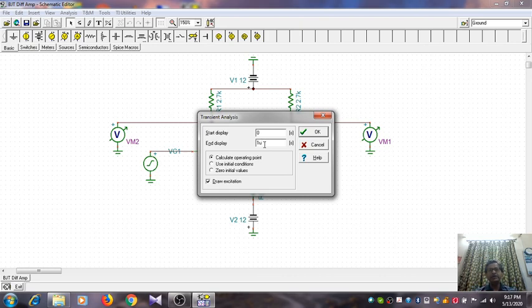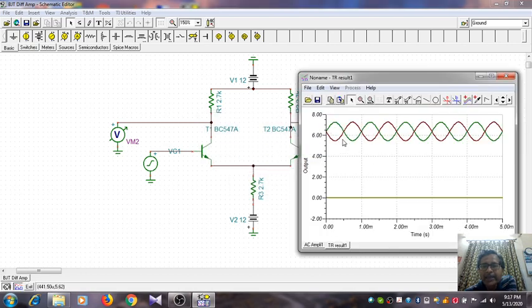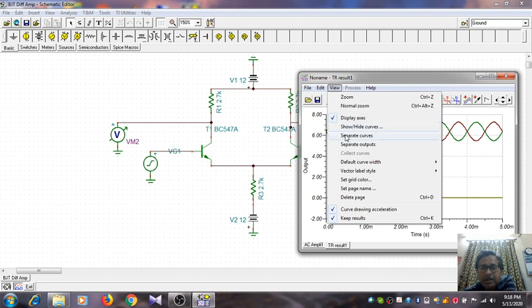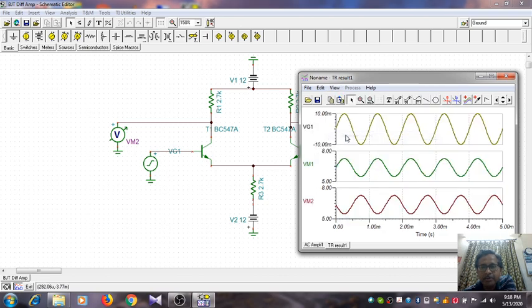So if we want to display at least 5 clock cycles, we have to take the end display time to be 5 milliseconds, correct? So we give 5 small m, and then put OK. So here we get the two AC output signals, and below, the AC input signal. As we know, the AC output signal will be obtainable in the volt range, whereas this is only millivolt. So let us separate the output first, so that we can get properly visible output. Separate a curve or separate output, whatever gives the same thing.